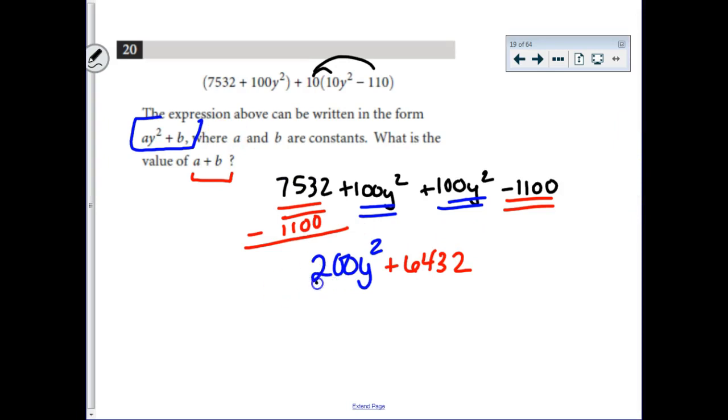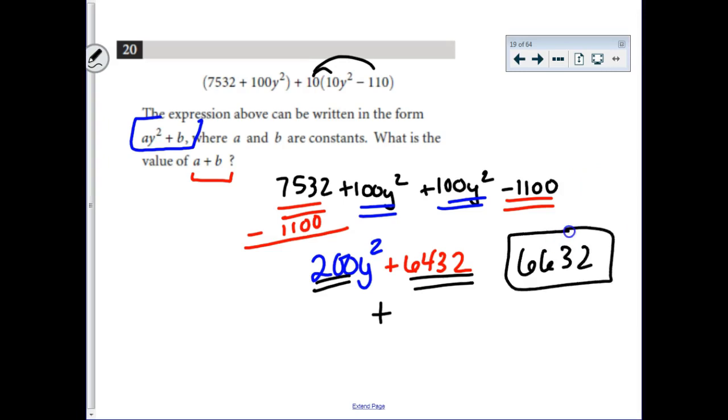Someone's very excited out there. Here's A. Here's B. Add those together. 6, 6, 3, 2. Please be the right answer. And it is. Now, you can imagine, if you were short for time, were you just going to guess 6,632?